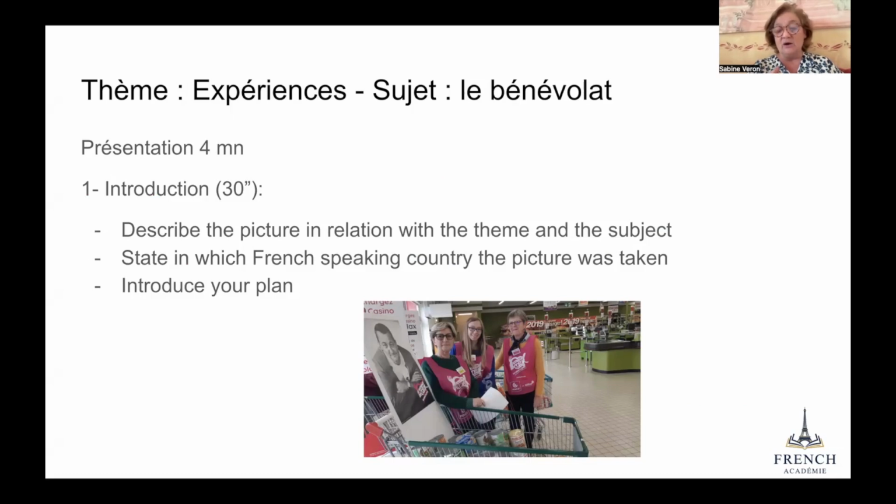So here, on peut voir, sur cette photo, on peut voir trois femmes qui portent un t-shirt des Restaurants du Cœur et qui sont à côté du portrait du fondateur des Restaurants du Cœur, Coluche, qui est bien connu en France. Elles sont dans un supermarché où elles collectent des biens alimentaires pour les redonner et s'en servir ensuite pour donner des repas. Cette photo a clairement été prise en France puisque les Restaurants du Cœur sont une organisation non gouvernementale française bien connue. And then you introduce your plan.